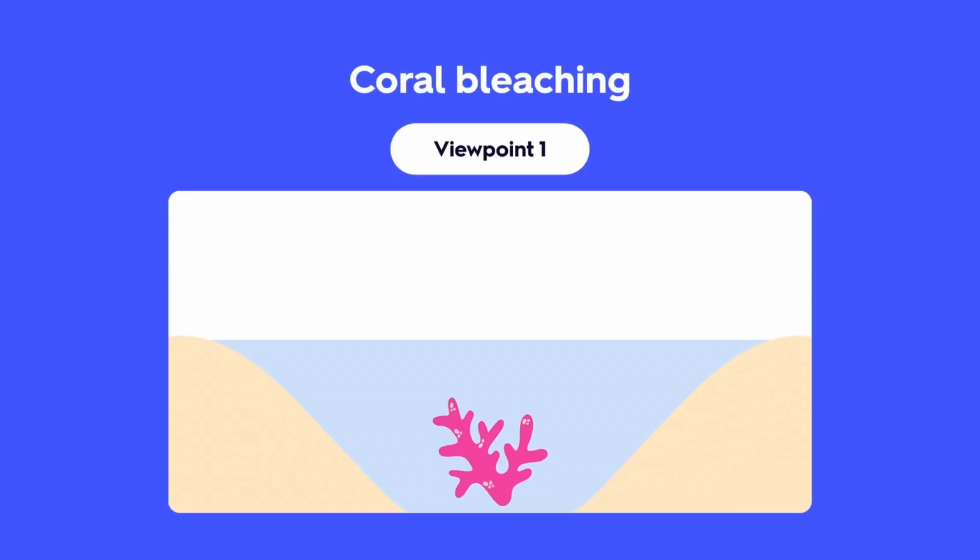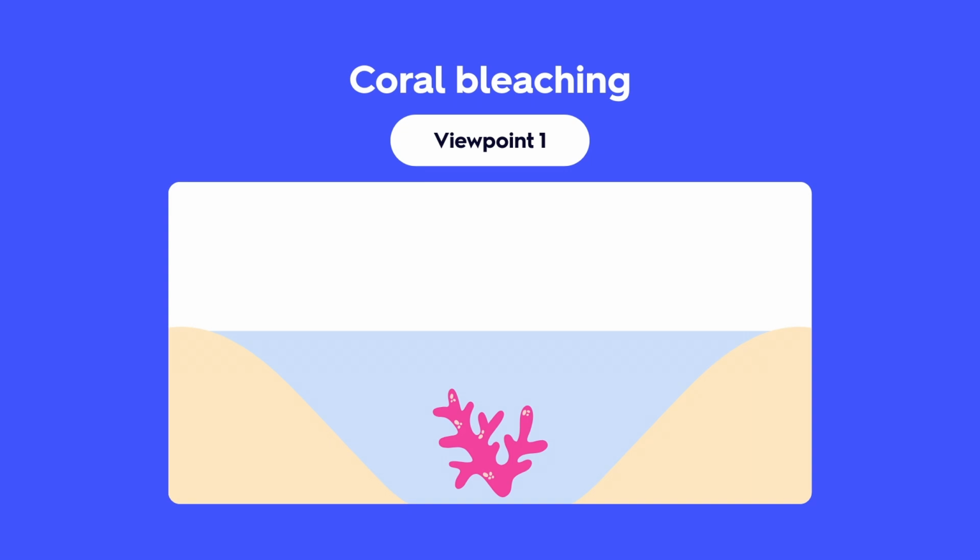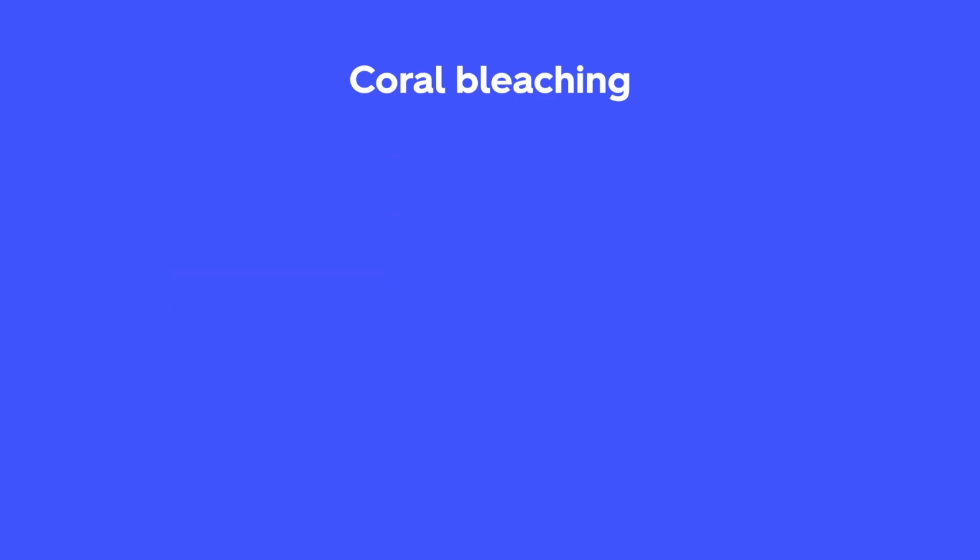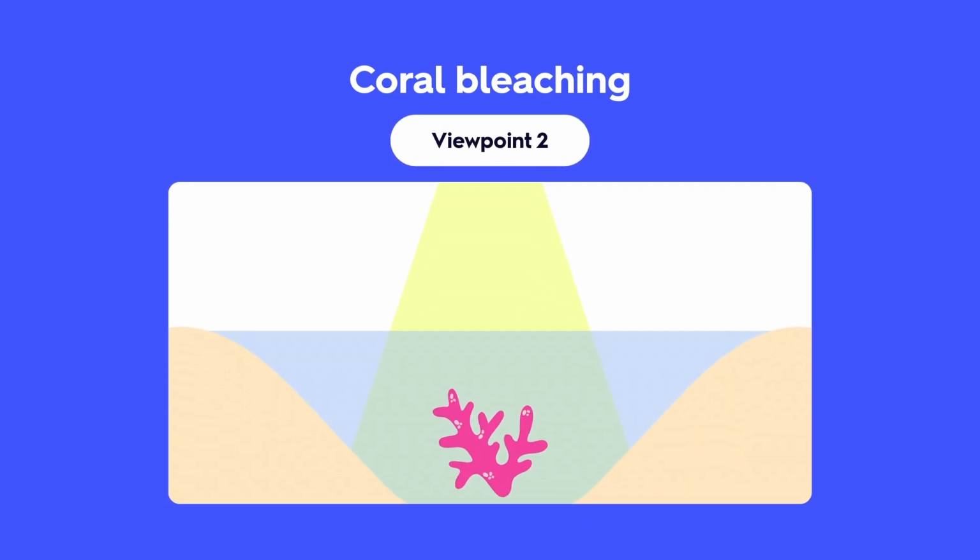Now, let's shift to a new topic: coral bleaching. Viewpoint 1 says, bleaching is mainly caused by thermal stress, when ocean temperature stays above normal for several weeks. In contrast, Viewpoint 2 says, bleaching is mainly driven by nutrient pollution that fuels algal growth, which can block light and stress corals, even when temperatures are normal.